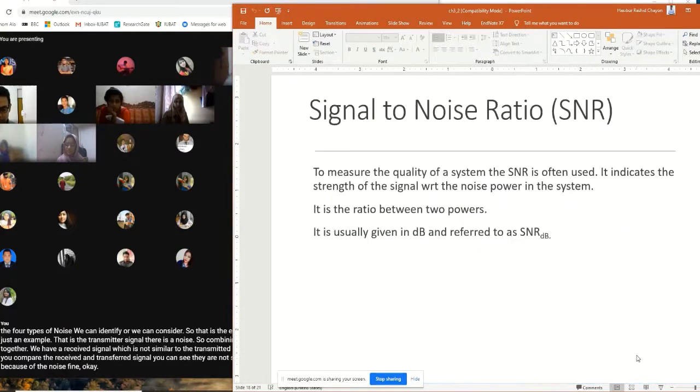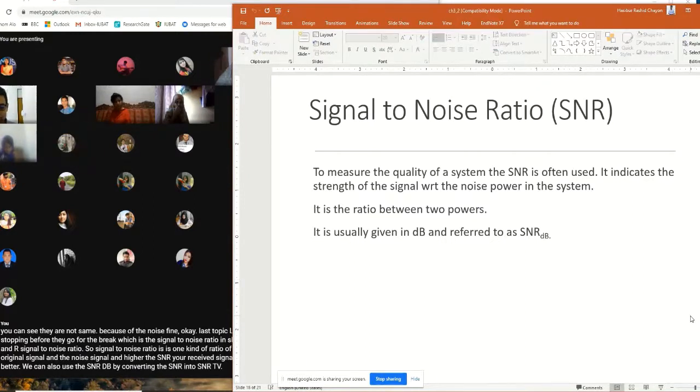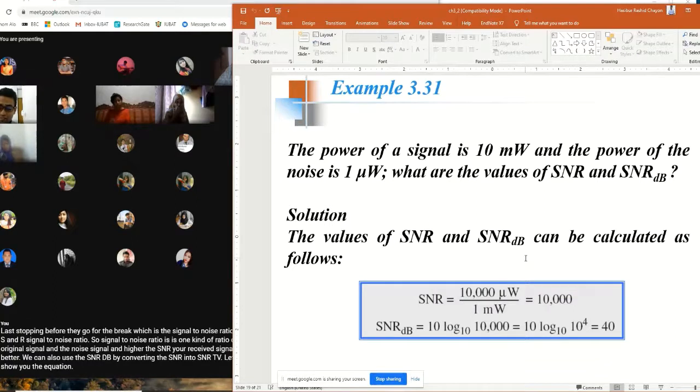Last topic before we go for the break, which is the signal to noise ratio. In short, SNR. Signal to noise ratio is a ratio of the original signal and the noise signal. The higher the SNR, the better your received signal is. We can also use SNR dB by converting the SNR into SNR dB. Let me show you the equation. So SNR is the ratio between your original signal strength divided by the noise signal strength.